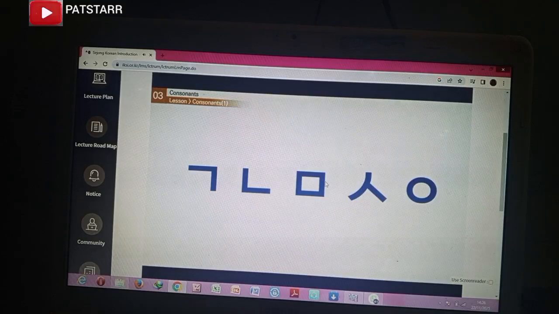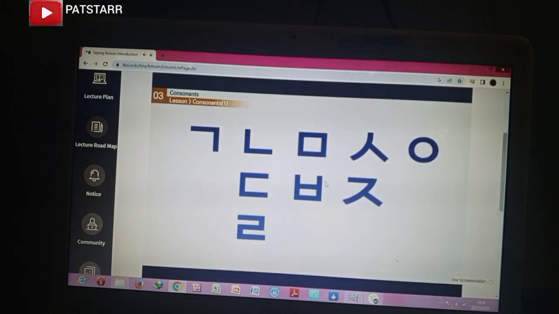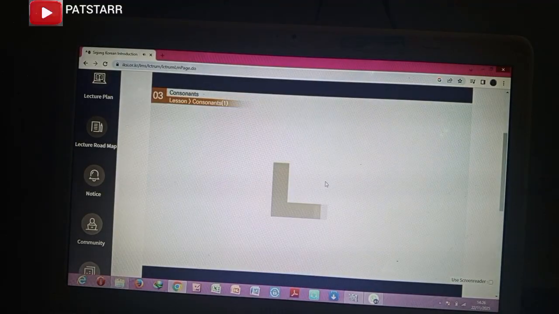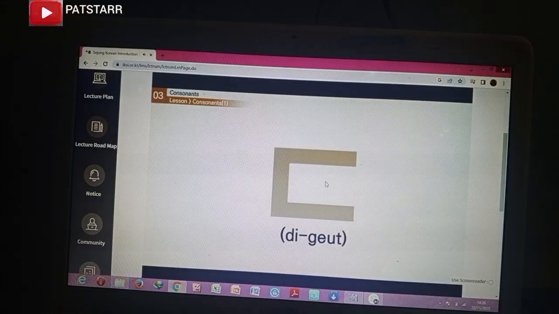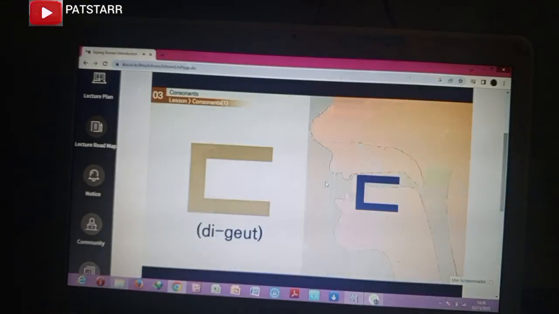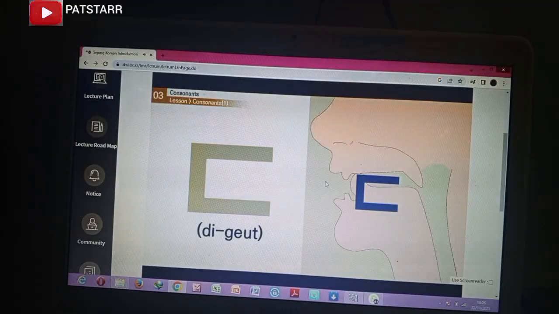Now, let's find out how we can make new consonant characters based on the ones we just learned. First, if you take the character nyun and add a line on top of it, it makes the character tigut. Like nyun, tigut requires you to place the tip of your tongue against your upper teeth. Also, while nyun is a nasal sound, tigut is not. Listen carefully.